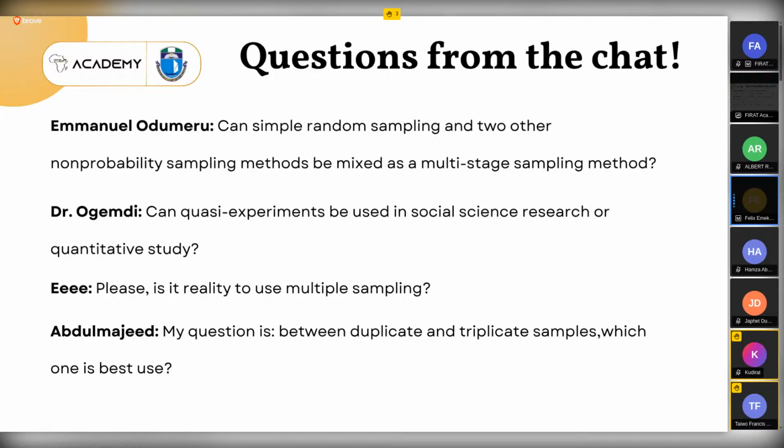So you find out that there are stages of sampling. Yeah. Some studies will have multiple stages of sampling, while some will have one.